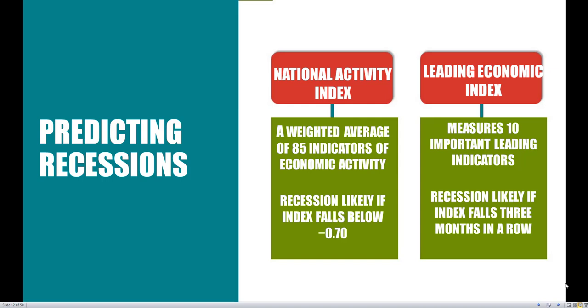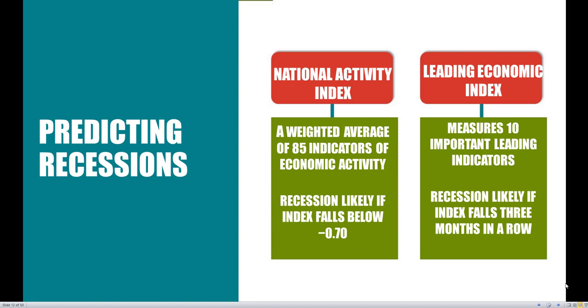How exactly do economists predict when recessions might happen? They use three primary tools: the National Activity Index, the Leading Economic Index, and then finally the Treasury Spread, or the yield curve. So let's go ahead and see what each one of these measures or tools is going to entail. First, with the National Activity Index.